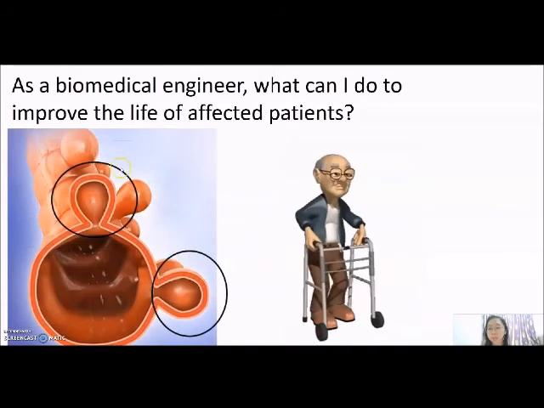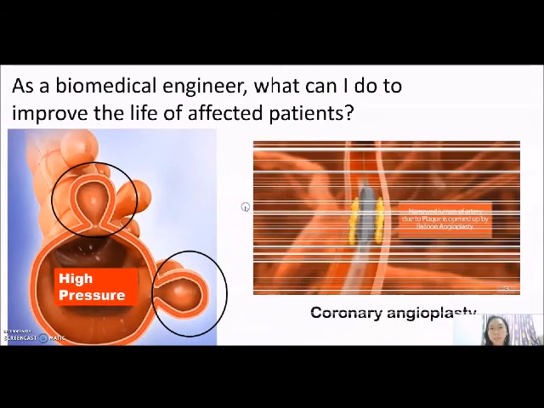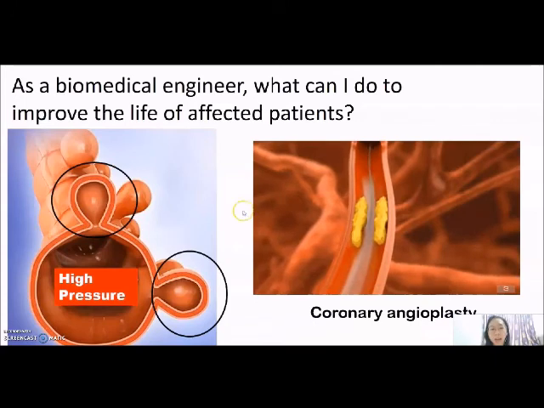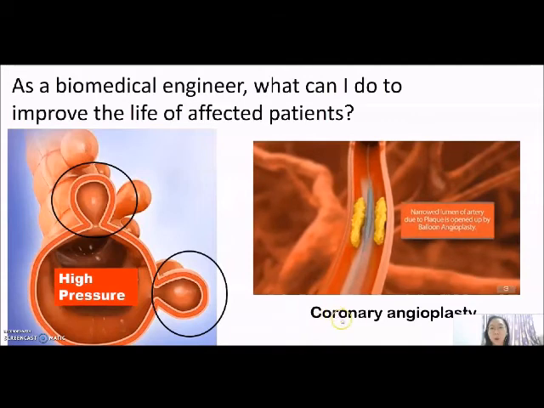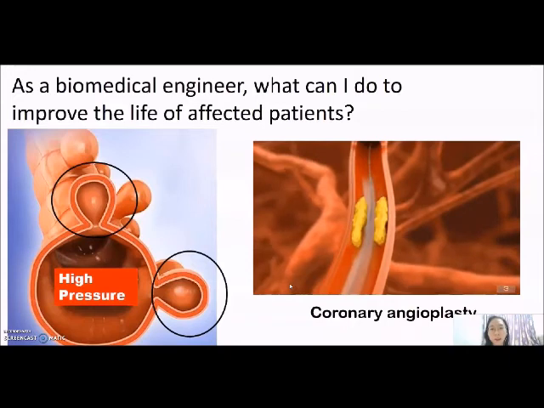As we know, the formation of pouches in the colon is due to the high pressure within the lumen of the colon at weak spots. Therefore, as a biomedical engineer, I would like to suggest a technique which is similar to coronary angioplasty so as to reduce the possibility of formation of diverticula.